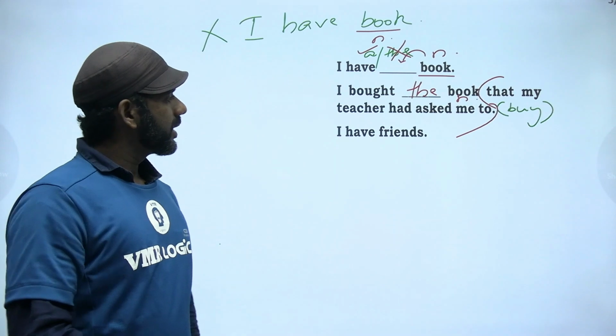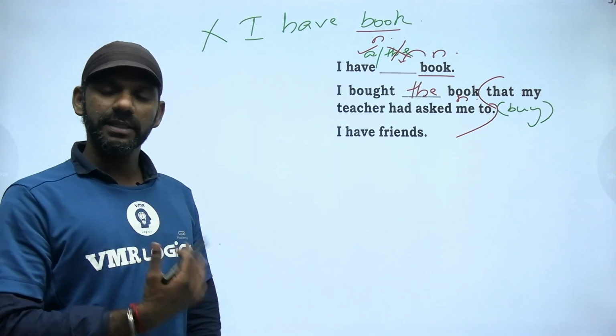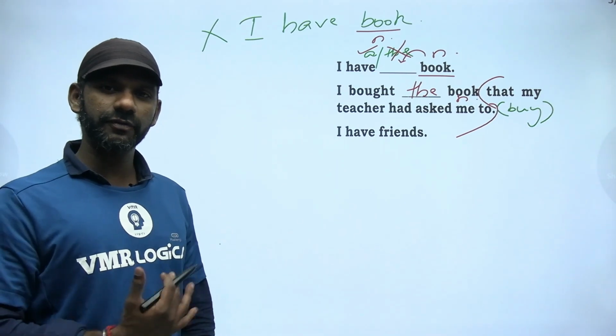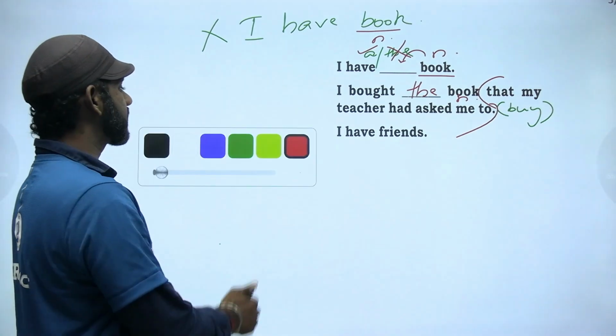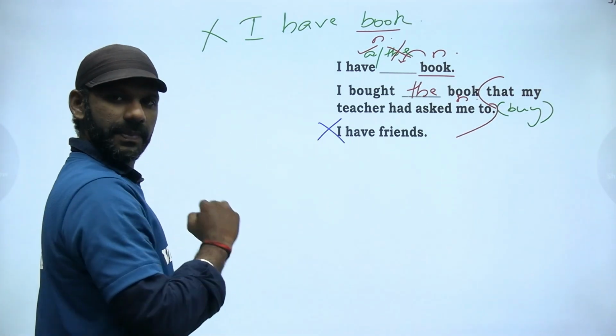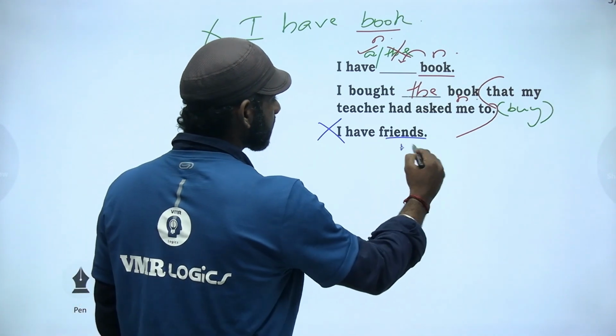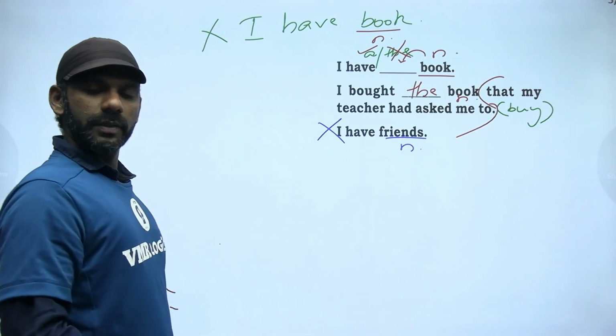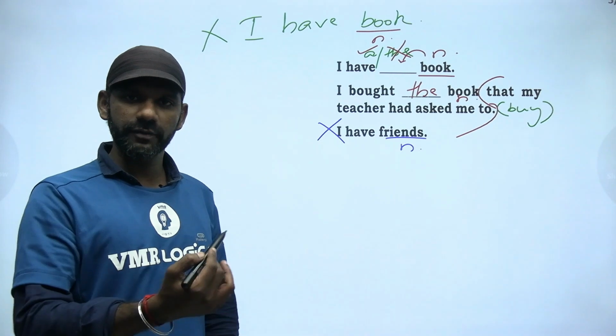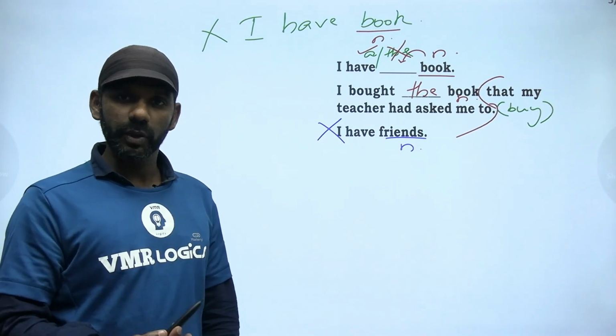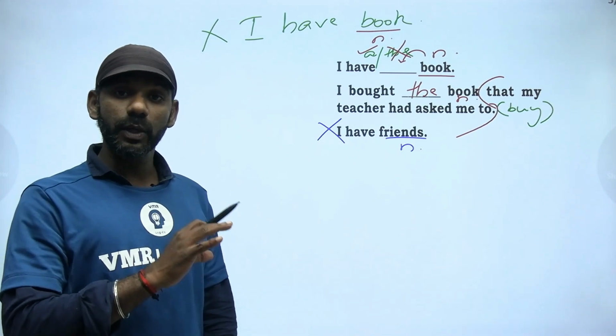Come to the next statement. I have friends. Grammatically correct or wrong? I say this sentence is grammatically wrong. Friends is a noun. Countable, uncountable? Countable. One friend, two friends, three friends. Singular, plural? Plural. Friends is a plural countable noun.